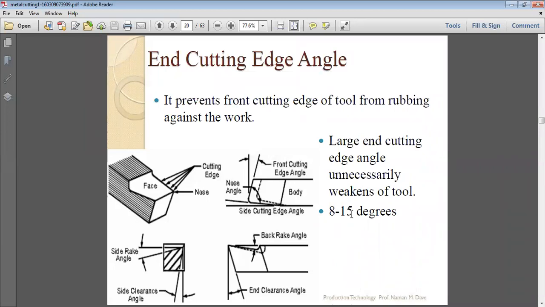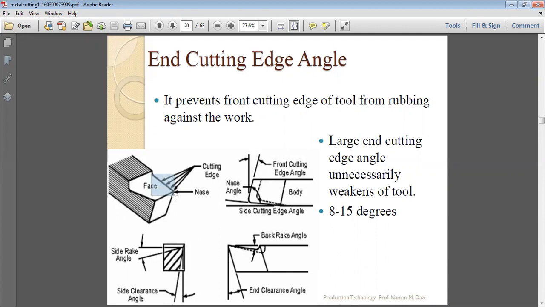Then comes the end cutting edge angle. This is the side cutting edge angle, and this is the end, or front, cutting edge angle. If we see it in the top view, this is the side cutting edge angle and this is the end cutting edge angle. These are the cutting edges in this case. This is the cutting edge. Clear? Now if we look at this side, it will be tilted somewhat. The nose is tilted to the curve on this side, and the angle with this side is your side cutting edge angle.